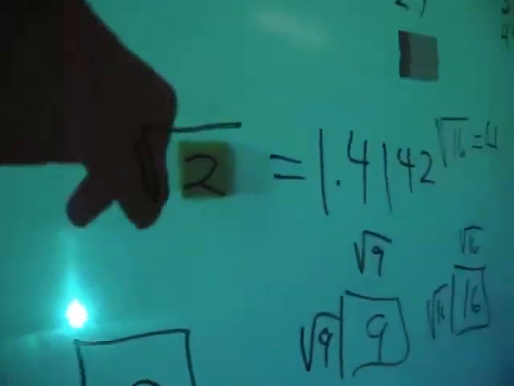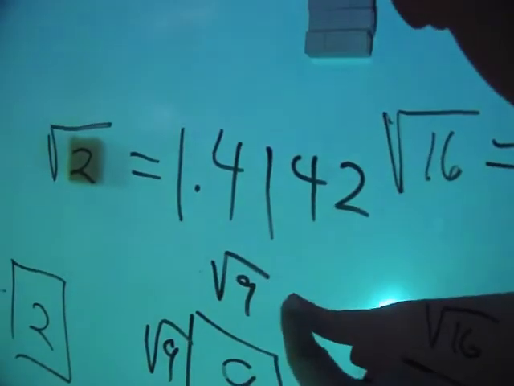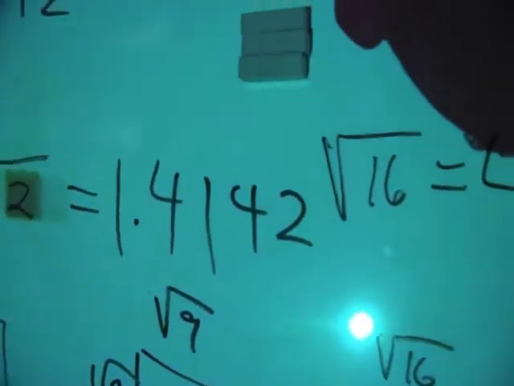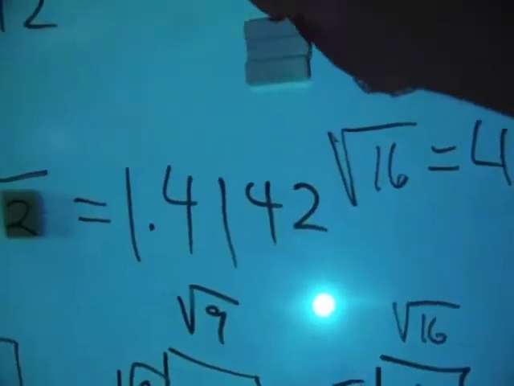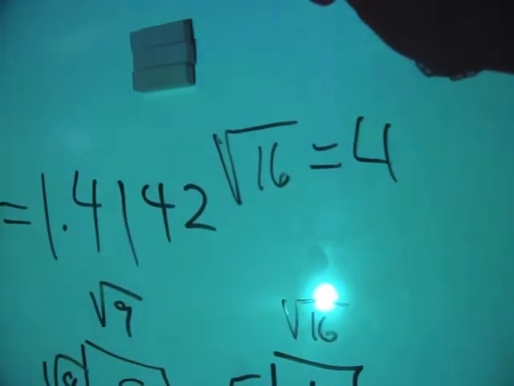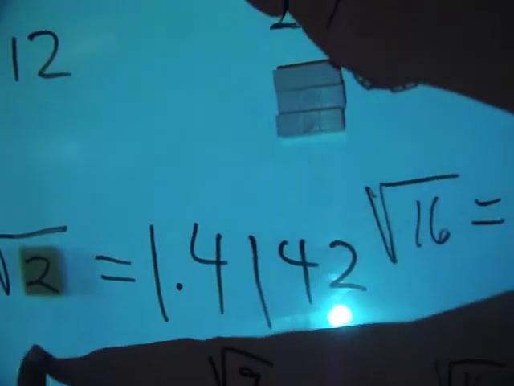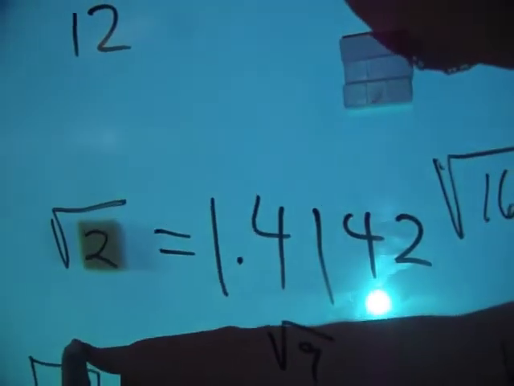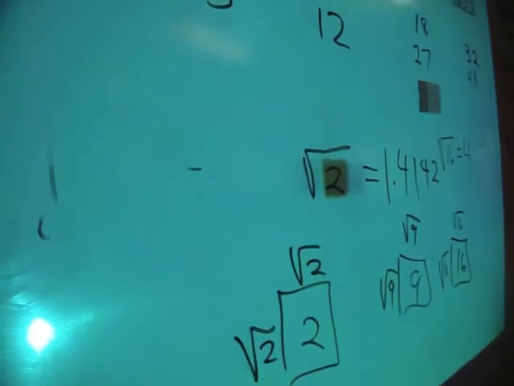Okay, let's do it again. Over here, this is, what is this? Square root of 9 times square root of 9 gives me what? 9. Square root of 16 times square root of 16 gives me what? 16. What if I had 25? Square root of 25 times square root of 25 would give me what? 25. So what do I need over here to make 2? Square root of 2, square root of 2. Very good. Square root of 2 times square root of 2. Chaz, you see it? All right.